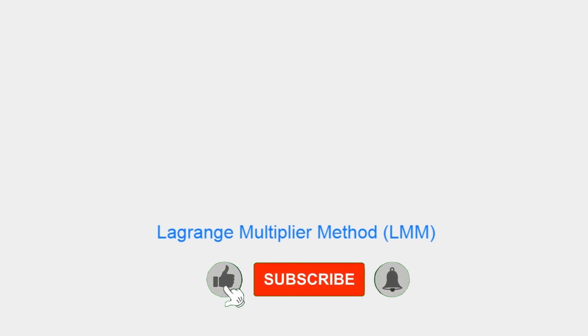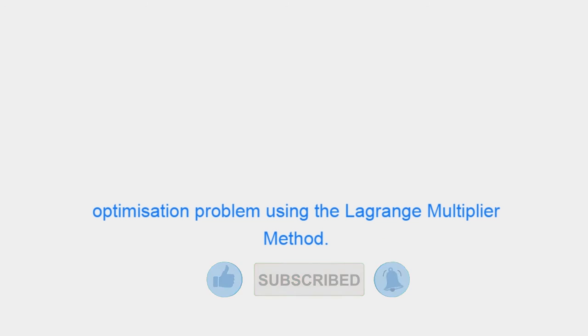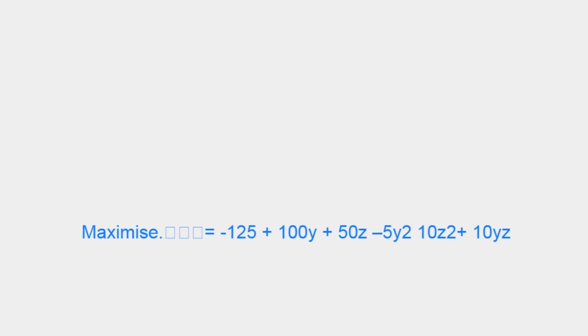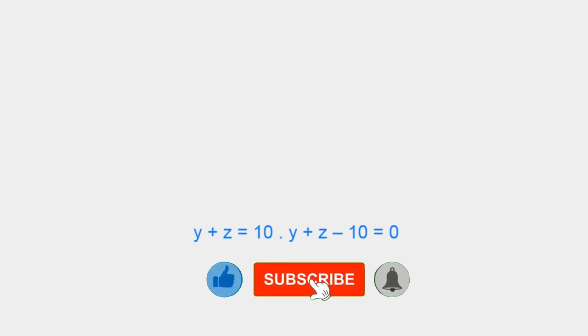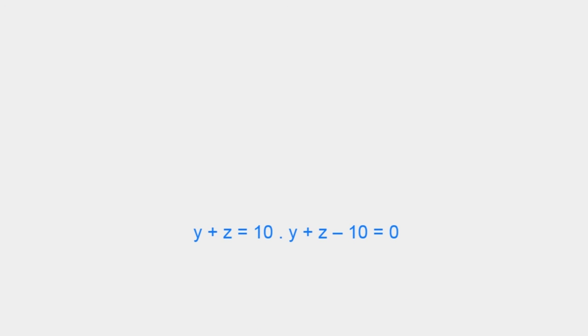Lagrange multiplier method (LMM). At this point in time, we would like to solve the same optimization problem using the Lagrange multiplier method. Maximize π equals negative 125 plus 100y plus 50z minus 5y² minus 10z² plus 10yz, subject to y plus z equals 10. Step 1. Equate the constrained equation to 0. y plus z equals 10. y plus z minus 10 equals 0.